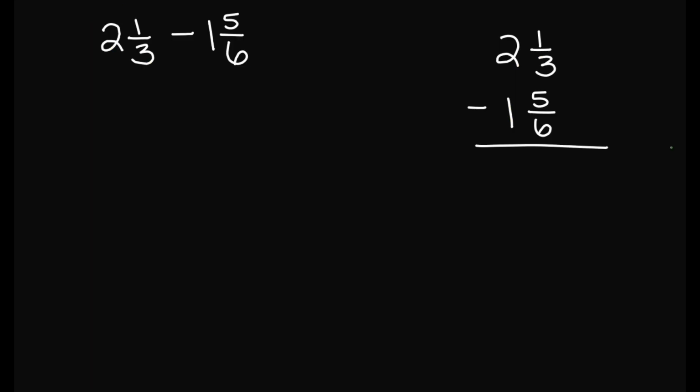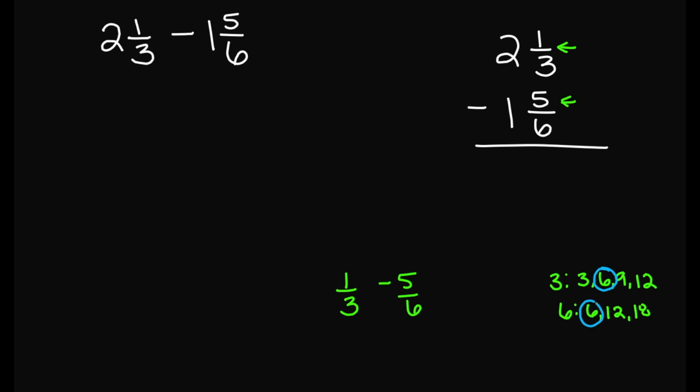Let's look at this example here. So first, notice that my denominators are not the same. Since my denominators are not the same, I do need to find a common denominator. List the multiples for my 3 and my 6. The least common multiple between the two is going to be the number 6. So that means I need to get 6 in my denominator so that we can subtract.